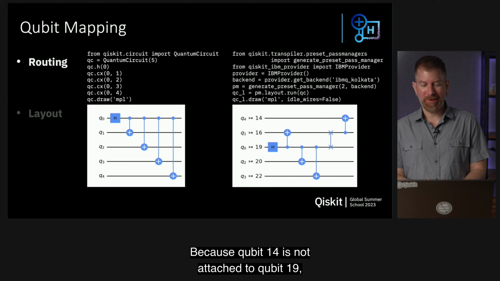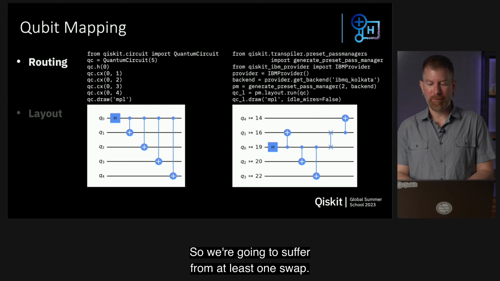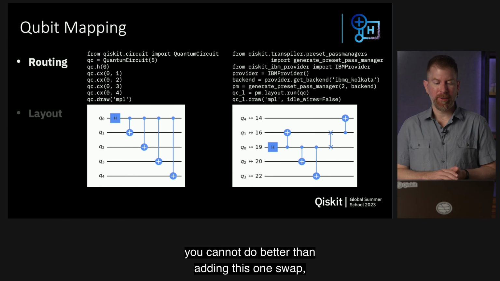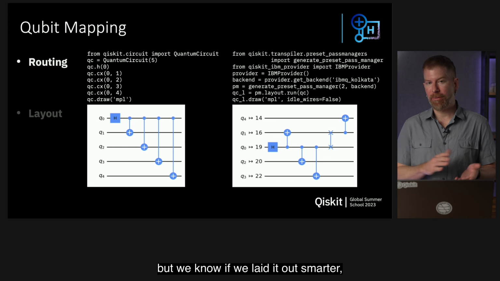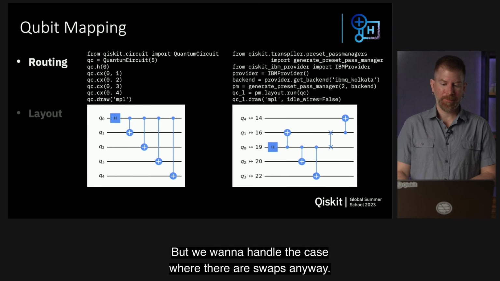Because qubit 14 is not attached to qubit 19, we have to do a swap between them. So we're going to suffer from at least one swap. From a graph theory perspective, you cannot do better than adding this one swap, but we know if we laid it out smarter, we would need no swaps. But we want to handle the case where there are swaps anyway.